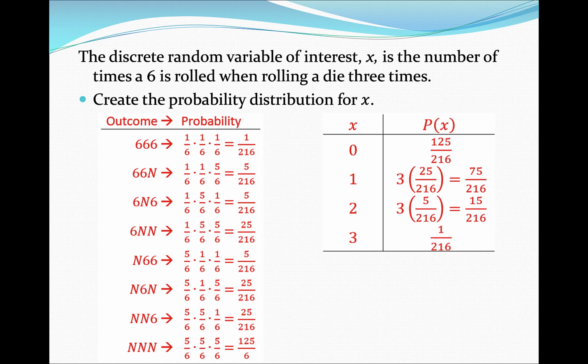Getting 2 6s works the same way, because that means you're getting 2 6s and one that's not a 6. There's 3 different ways that can happen. That's really where that number 3 comes from, but you can see from the list that there are 3 ways to get 2 6s.